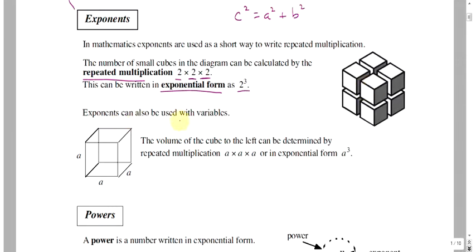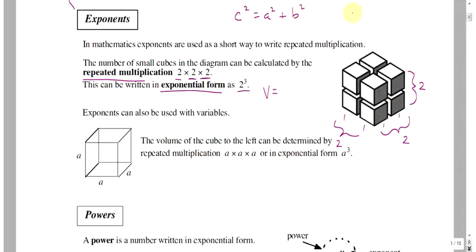Okay? Exponents can also be used with variables. This kind of looks like a portion of a Rubik's Cube. But if I said to you, let's call that 1. That's the length 1, okay? So how long is this side? Well, that's also 1. So how long is the length? That's 2. So these are all squares, 1, 1. This length is also 2, right? And guess what the height is? 2.